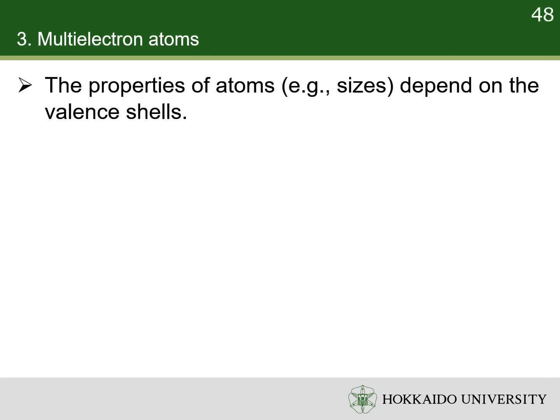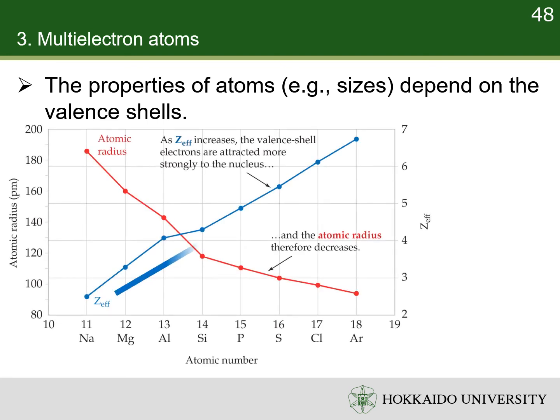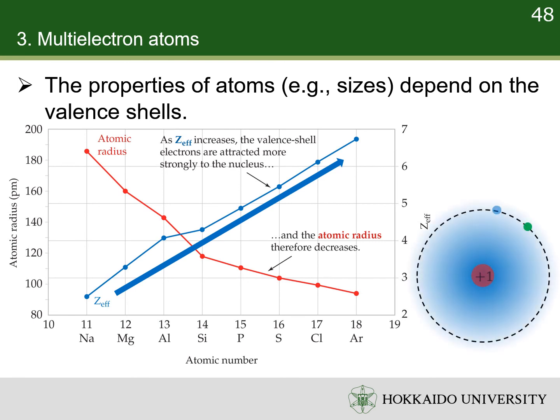In a period, the properties of atoms depend on the electron configurations in their valence shells. For example, the effective charge of the outermost electron increases with the atomic number. It is because the shielding does not increase as much as the nuclear charge. As a result, the atomic radius decreases with atomic number in a period.